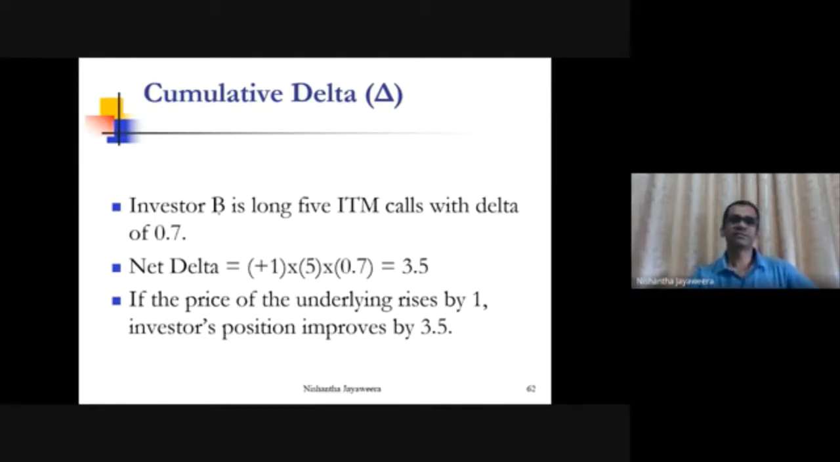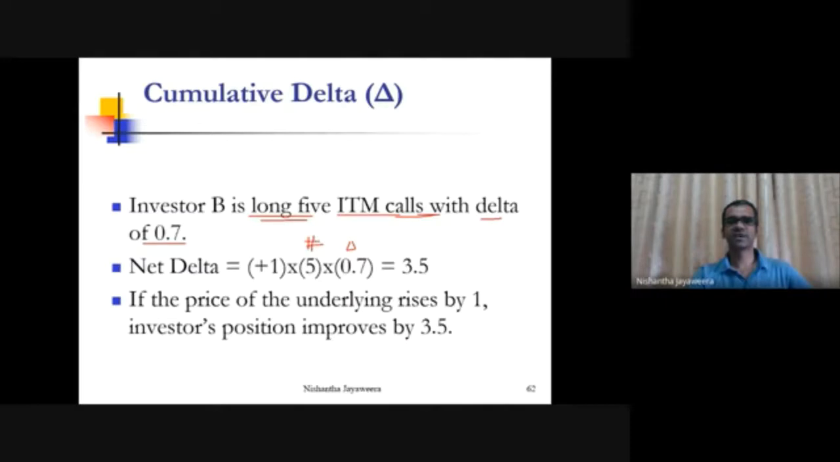So investor B is long. Remember, this is now long in the money calls with delta of 0.7. So delta is 0.7. Number of contracts, 5, is long. Therefore, directional bias is +1. This is just the sign we need. That's why we use +1. There cannot be +2 or +3, something like that. It is just the plus sign.